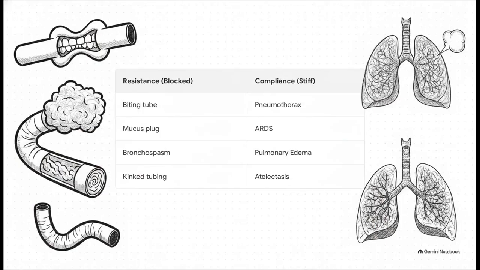Now think of high-pressure causes in 2 big buckets, airway resistance and lung compliance. Resistance issues are like a blocked pipe. The patient is biting the tube, they've got a massive mucus plug, or they're having a bronchospasm. Compliance, on the other hand, means the lung tissue itself is stiff and hard to inflate. Think pneumothorax, pulmonary edema, or ARDS. Splitting it up this way, total game changer for narrowing down your diagnosis fast.